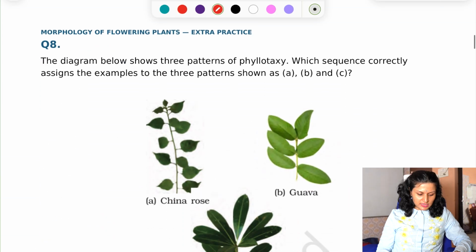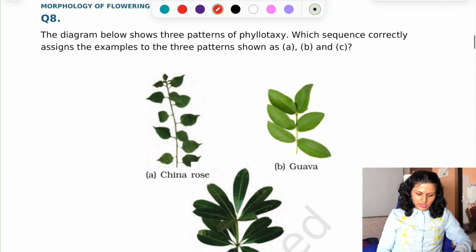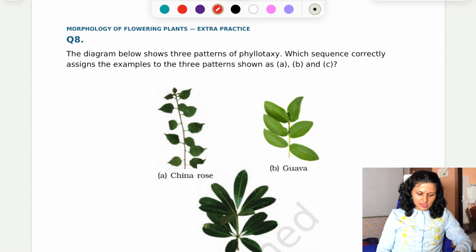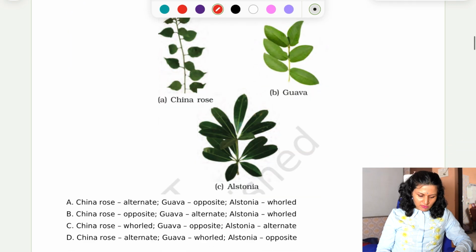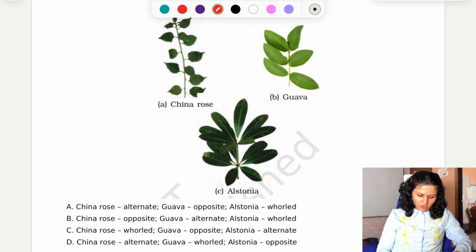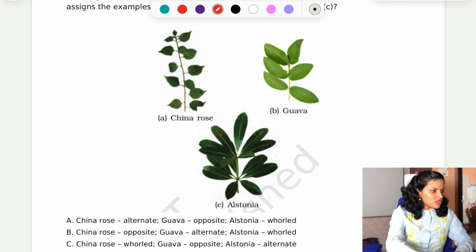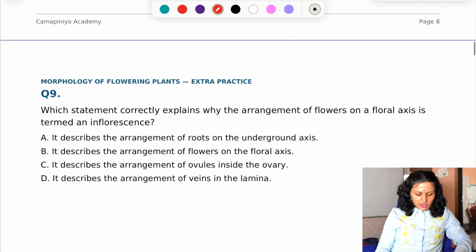Next, question number 8. Diagrams shown below are of phyllotaxy. Which sequence correctly assigns the examples to the 3 patterns? A will be alternate, B will be opposite and C will be whorled. Correct answer for question number 8 will be A. Question number 9. Which statement correctly explains why the arrangement of flowers on a floral axis is termed as an inflorescence? It describes the arrangement of roots. It describes the arrangement of flowers on the floral axis. It's a very strange question formed by ChatGPT. Correct answer for question 9 will be B.